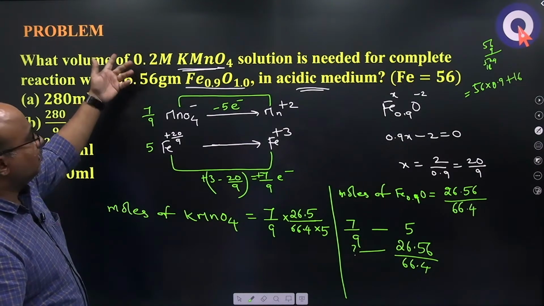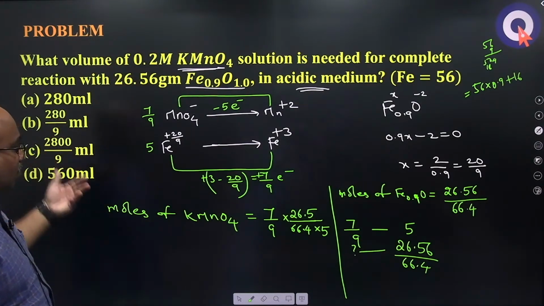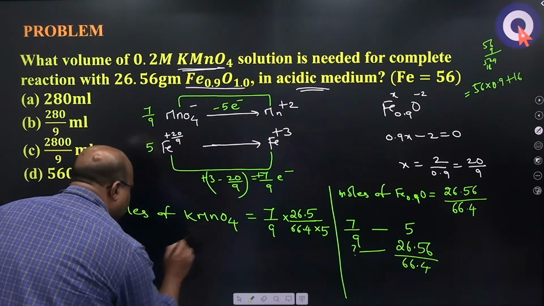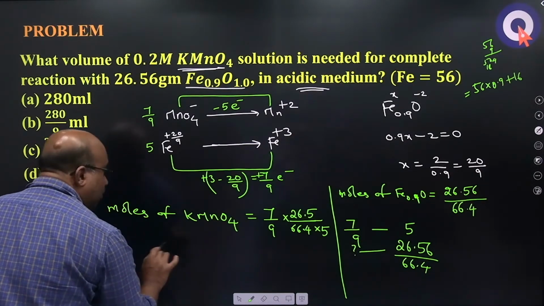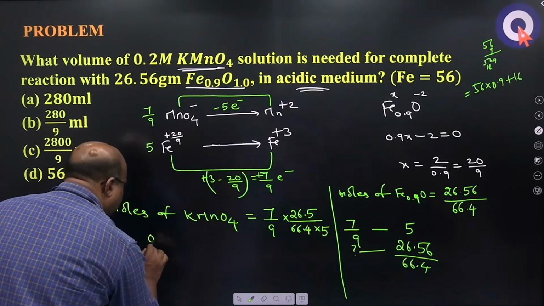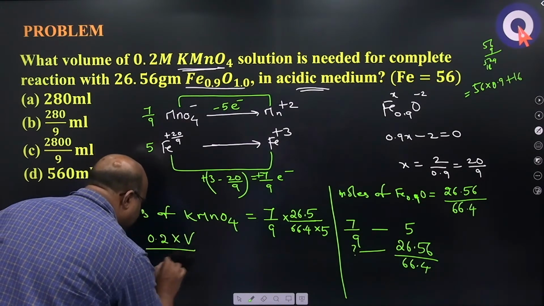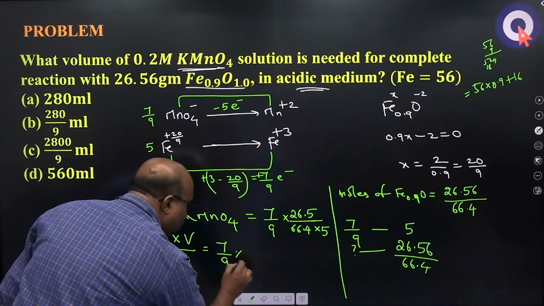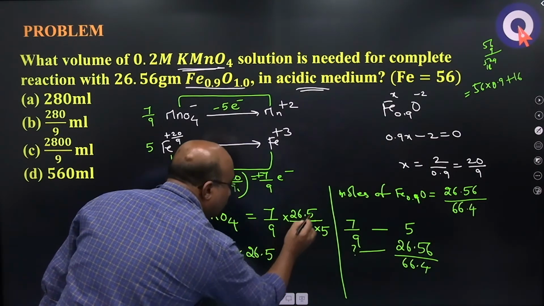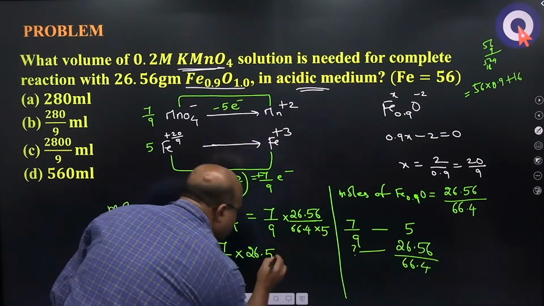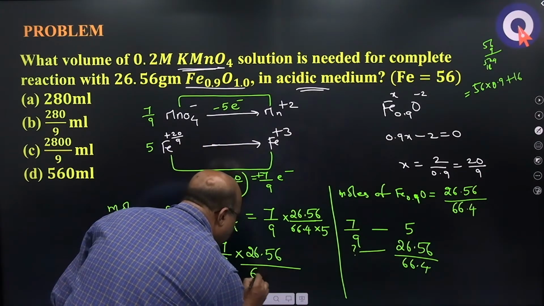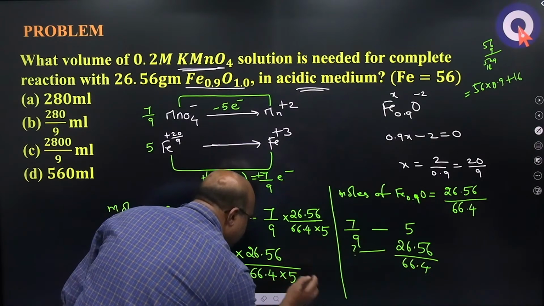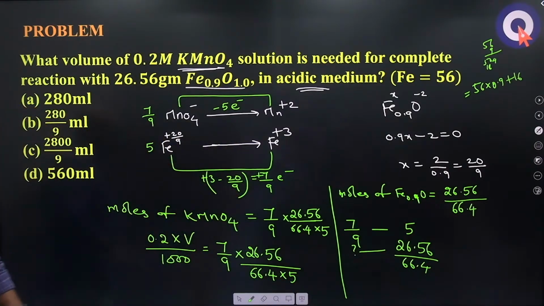So now the concentration is given, so you can calculate the volume. Moles can be related through molarity. Molarity, that is 0.2, into volume by 1000 should be equal to 7 by 9 into 26.56 by 66.4 into 5. So this is the calculation part. So approximately you can say.